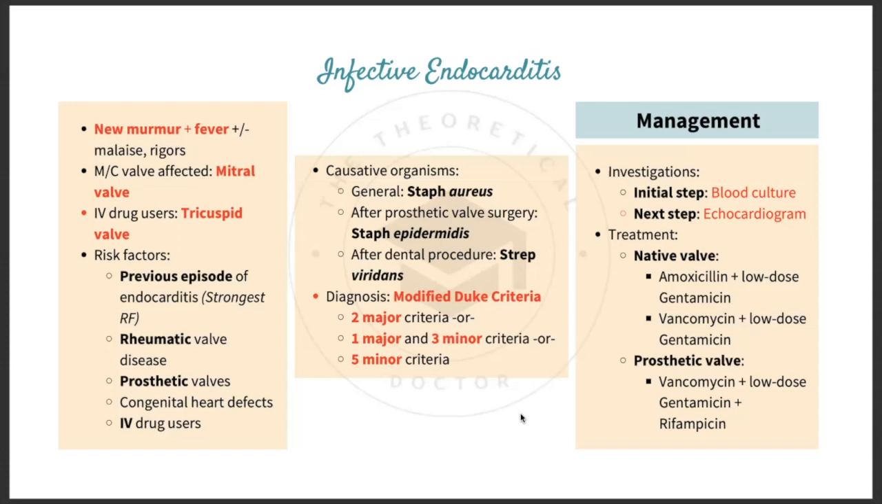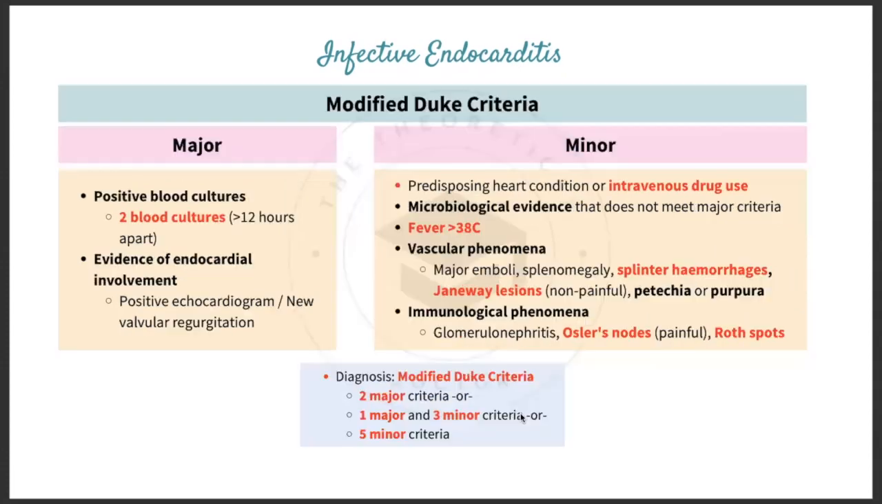Okay. So the treatment, if the patient has not undergone any prosthetic valve surgery, they're still using their native valve, then you give amoxicillin and low-dose gentamicin. But if, let's say, they're allergic to penicillin, then you give vancomycin and low-dose gentamicin. Now, if the patient has undergone prosthetic valve change, then you add rifampicin to it. So vancomycin, low-dose gentamicin, and also rifampicin.